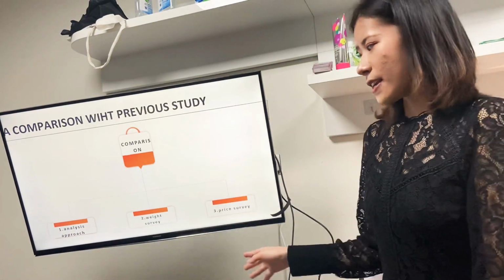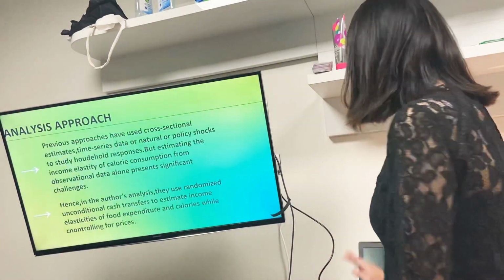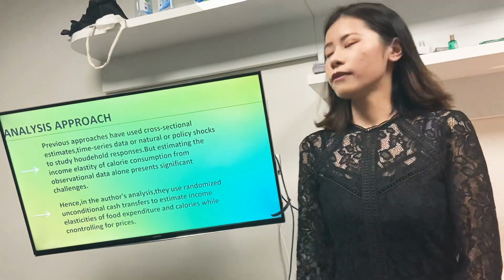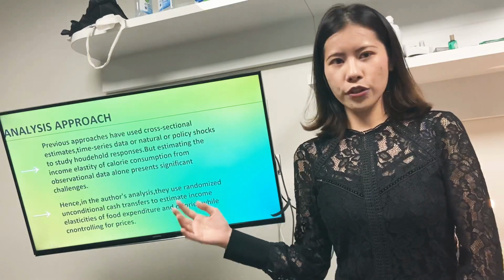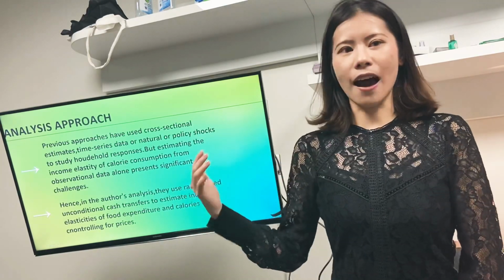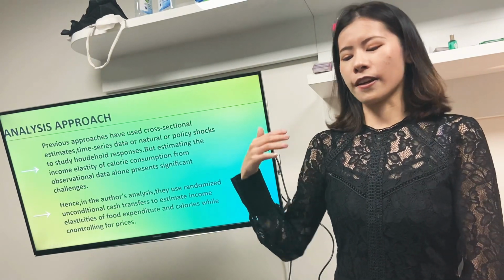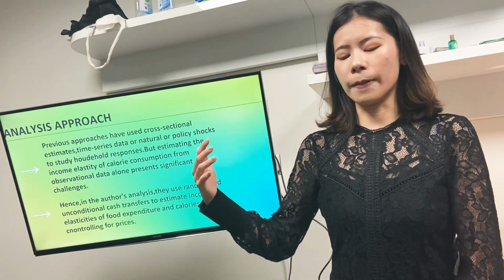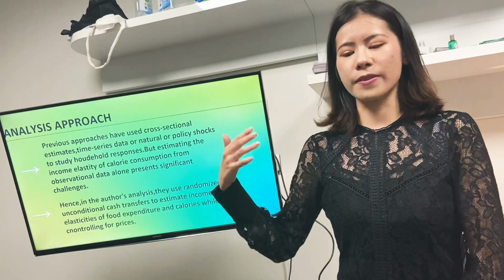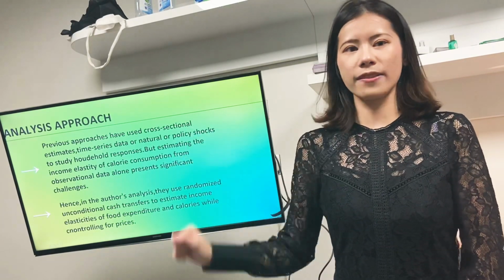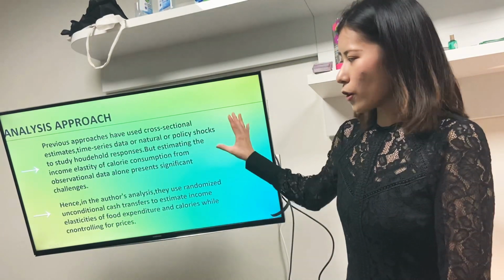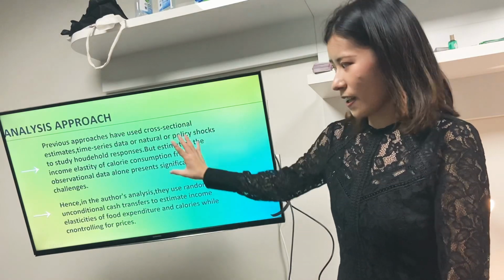As for the analysis approach, I found this. They also use a new approach, which is randomized unconditional cash transfer instead of the cross-sectional estimate of the time series data and many other ways. And I have also found many other details.